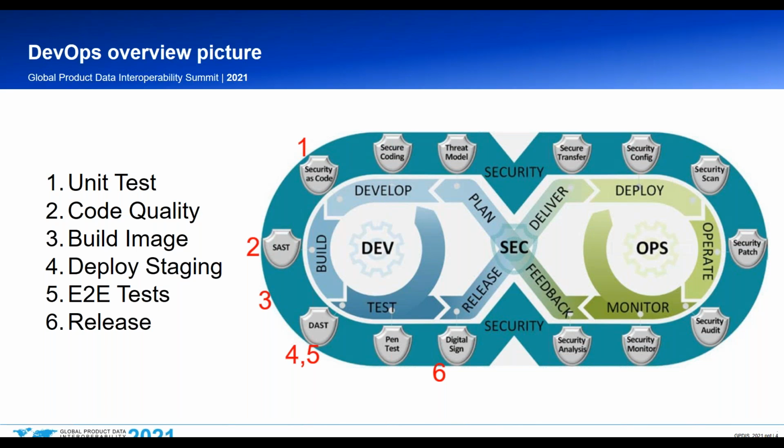This picture, each one of these badges that you can follow along the outside of the infinity is a place where you can inject security. But we're only going to talk about the left-hand side in development. The operational side on the right-hand side is a different discussion. Still pretty interesting.